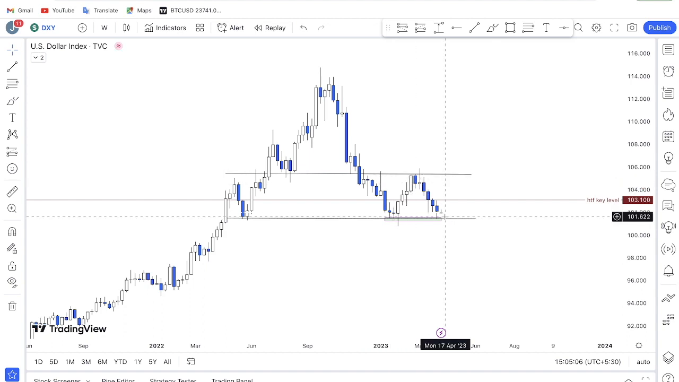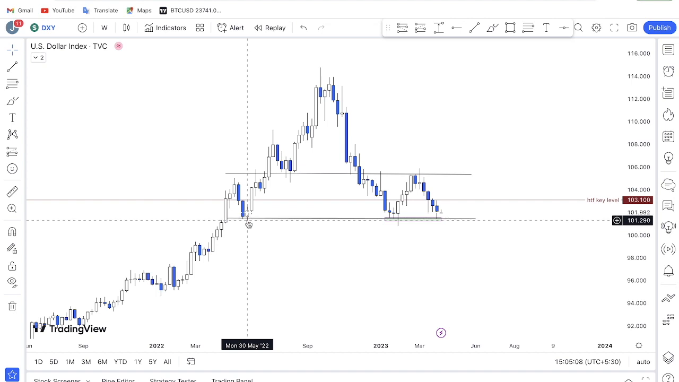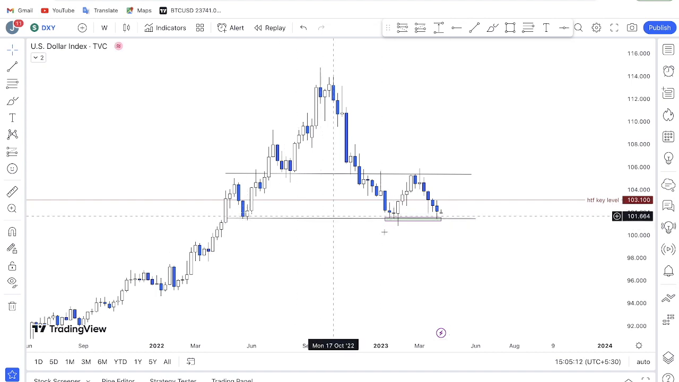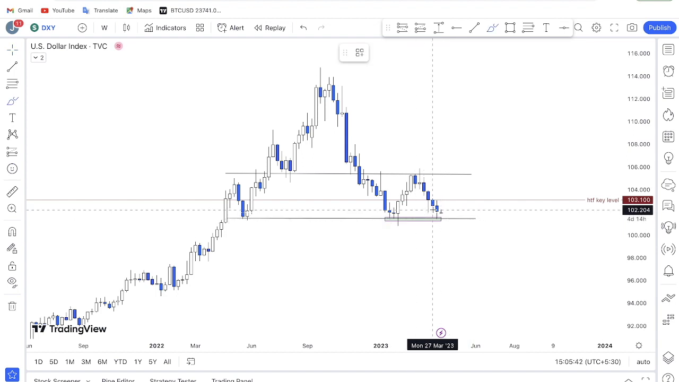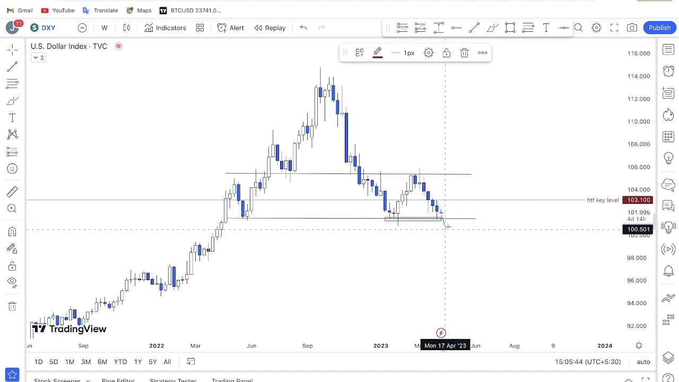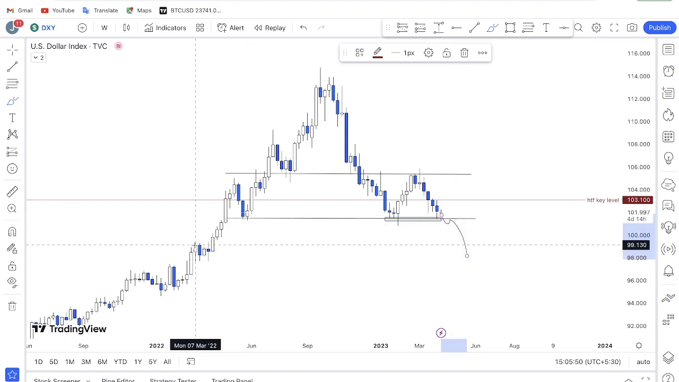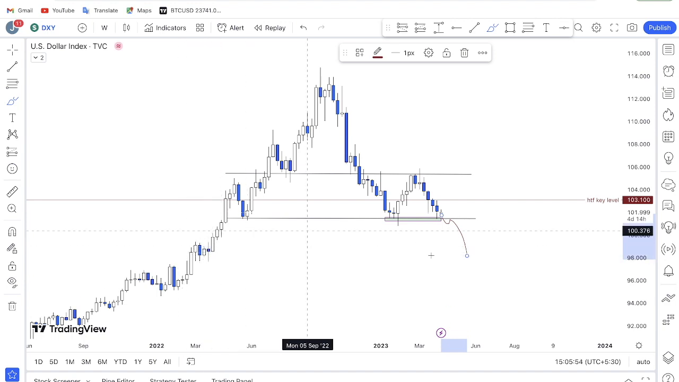Okay, so whenever price goes to this level, as you can see, support, support, support. So this is what is capping the price to the downside. So what I'm trying to say now, if we break below this level here, our next target will be around this level here. As you can see, price actually consolidated around this level before breaking down.